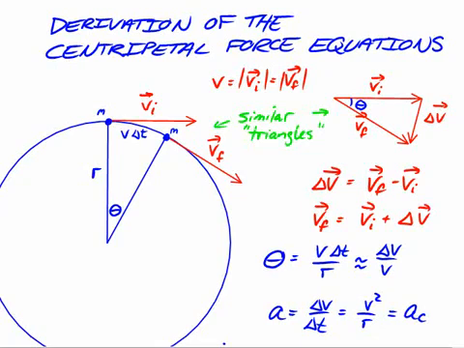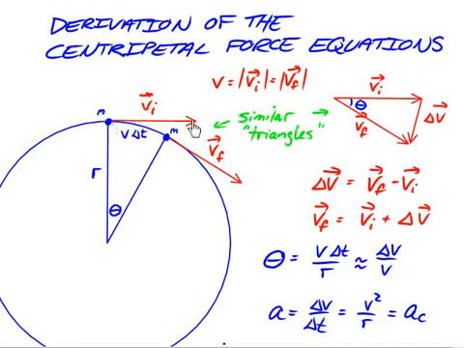Let's go ahead and derive the centripetal force equations. I have most of it written out here already, and we'll highlight as we go along. To start with, here is a mass m that is moving in a circle of radius r. And I've drawn the mass m at 2 times.